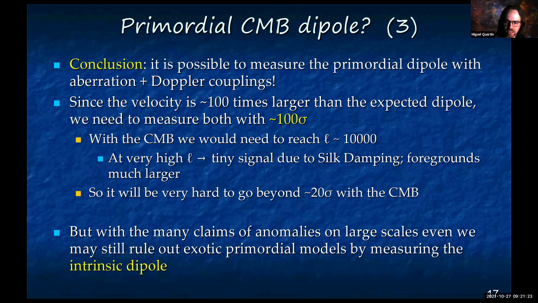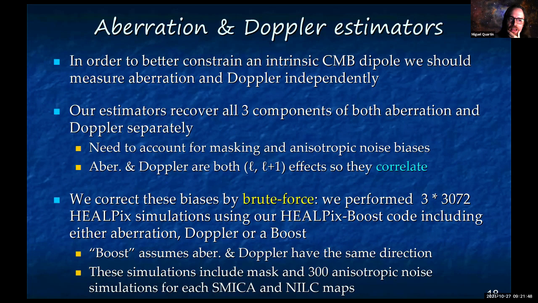But there are many claims, as we have seen in this conference, of large-scale anomalies. And we may still rule out some exotic primordial models by measuring the intrinsic dipole and putting some upper bounds. Okay? Because again, if there's something strange going on in the octupole and quadrupole, then the dipole is, of course, the next one you expect to see this in, and even larger. So you need to measure all three quantities independently to be able to better separate the contributions.